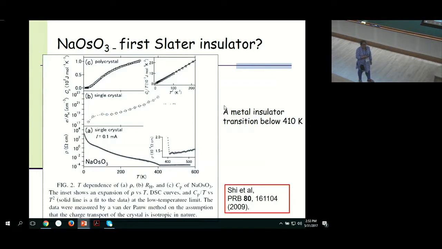Considering another example which hasn't been identified in the same class of materials, we looked at sodium osmium oxide, which again is a 5D oxide, and has a Néel temperature which is surprising for a 5D oxide. It's about 410 Kelvin, and it's also said to be the first example of a Slater insulator. To remind you, a Slater insulator is a material in which the insulating state has its origin in the magnetic ordering.